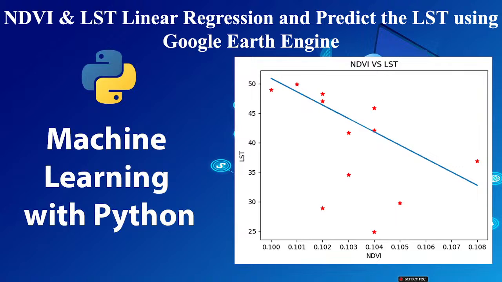So mainly here I use machine learning with Python, and also use linear regression with Python, and finally predict the LST. So I hope from this knowledge you can do any types of linear regression, and also predict any types of feature. So here I use the Google Earth Engine and also use the Python. So let's go. First of all, I will try to discuss some basic things of regression.